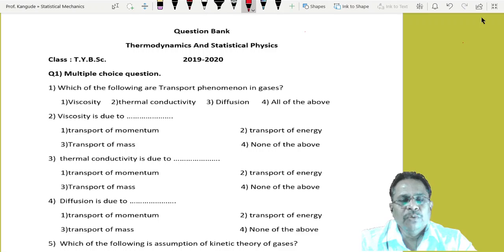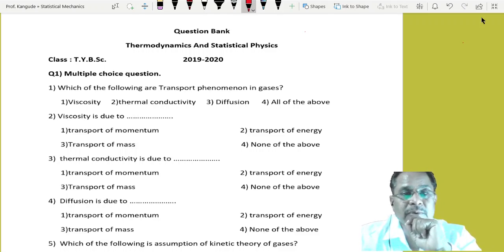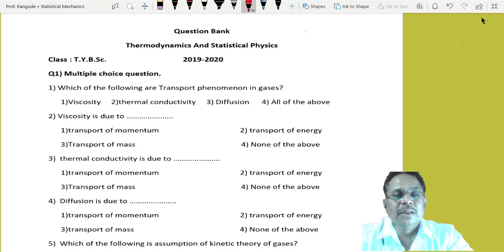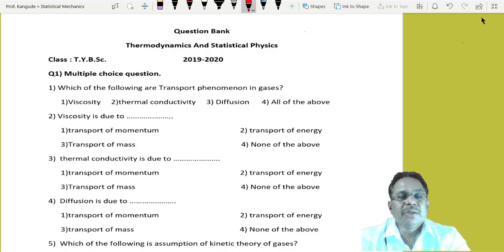So as we all know, this is one of the important papers wherein several simple questions can be asked, based upon different physical phenomena or concepts we study in thermodynamics and statistical physics. So in today's video we are going to see questions based upon the first three chapters. Let's start one by one.